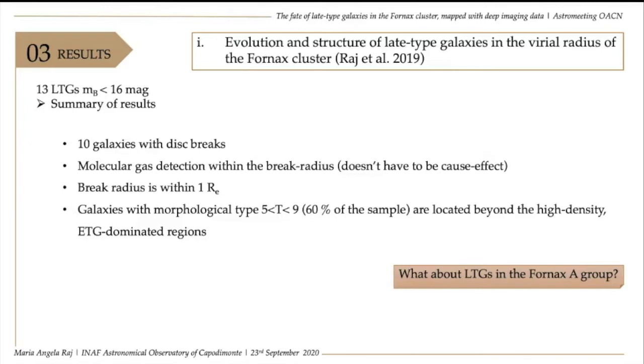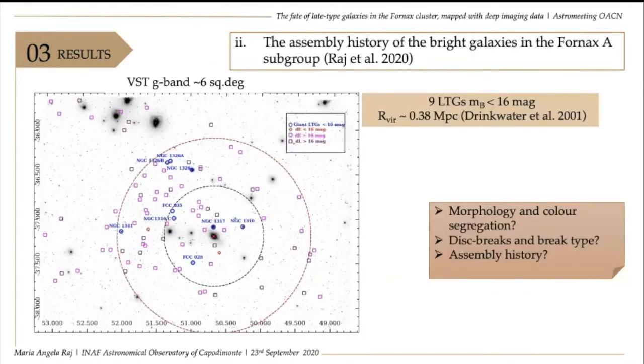So what about late TEP galaxies in the Fornax A group? Here's an image of the Fornax A group with all the galaxies that are part of the group marked. The blue circles are the giant late TEP galaxies, 9 of them. The red circle is the virial radius, and the black circle is the region within which we estimate the intragroup light. Now to compare this with the cluster core, we have to ask the same questions again: about the morphology and color segregation, about the disk breaks and break type, as well as the assembly history of the galaxies in the group.